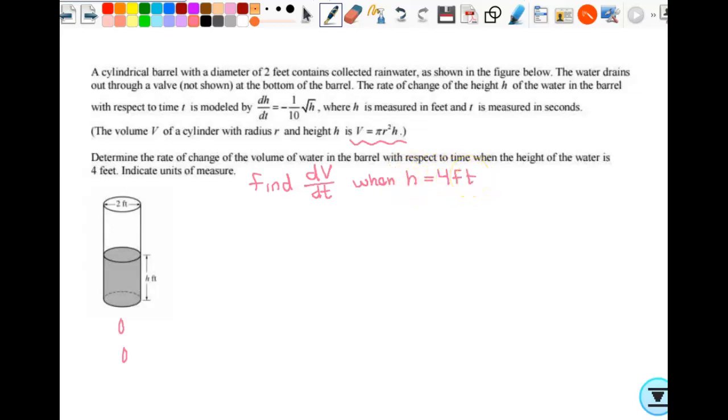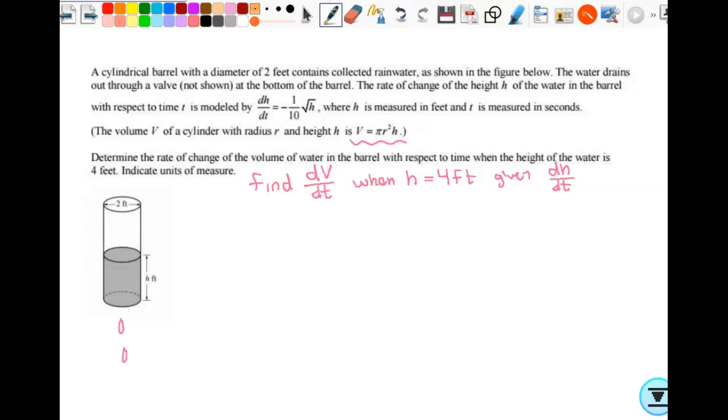And guys, what are we given in order to do this? We're given the diameter, and we're also given dH/dt. This is how I have to work through it in my head. I write down what I'm trying to find and when, at what instant, and then what we are given to work with.